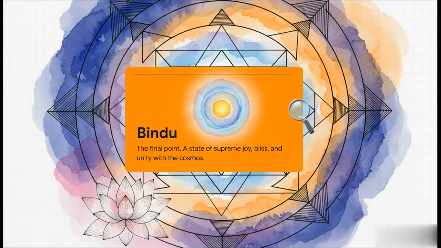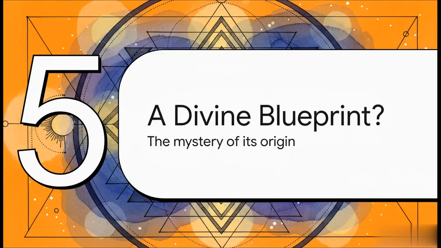So what's the final destination? It's that single point in the very middle, the bindu. This is it, the sanctum sanctorum, the source of all creation. It represents a state of pure consciousness, of total bliss, and a feeling of complete unity with the entire cosmos. And that brings us to our last and maybe our biggest question. When you consider everything we've just talked about, its geometric impossibility, its incredible spiritual depth, you have to ask, where did this design even come from?